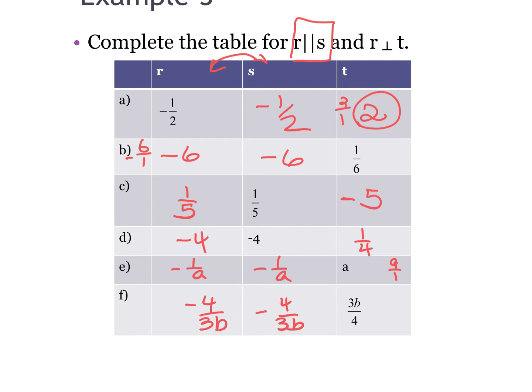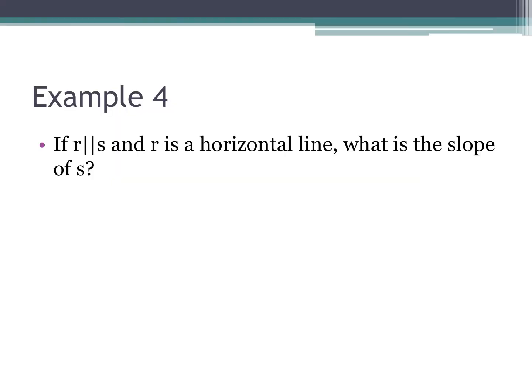And we're done with example 3. It says, if R and S are parallel and R is a horizontal line, what is the slope of S? Well, right away, as soon as you see this, that they're parallel, we know that parallel lines have the same slope. Now we just have to figure out what's the slope of a horizontal line? 0. And it's 0. So the slope of S will be 0.